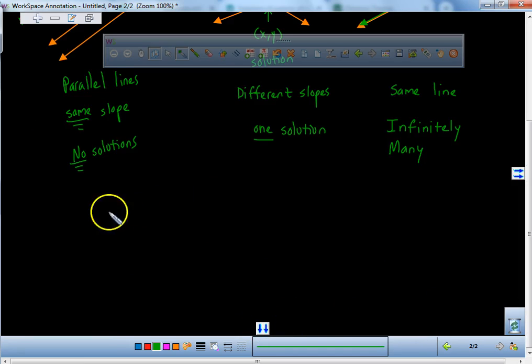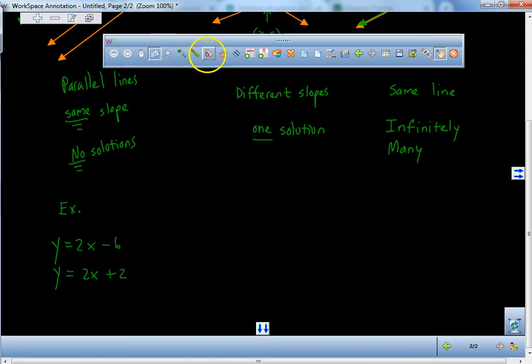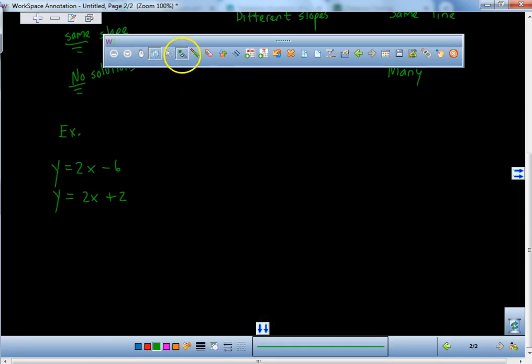So I'm going to give you some examples of what would be the case if you had parallel lines, say in slope-intercept form. Well, you could pretty much easily see it. So y equals 2x minus 6, y equals 2x plus 2. These lines would never intersect. But it's harder to see it when it's in standard form.